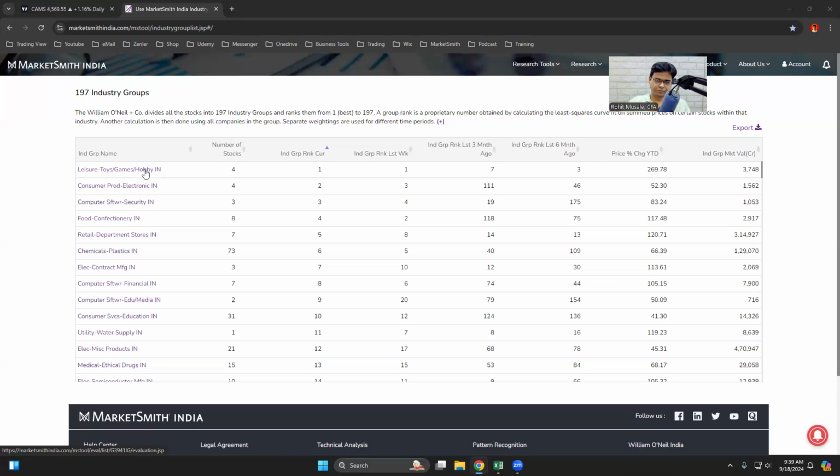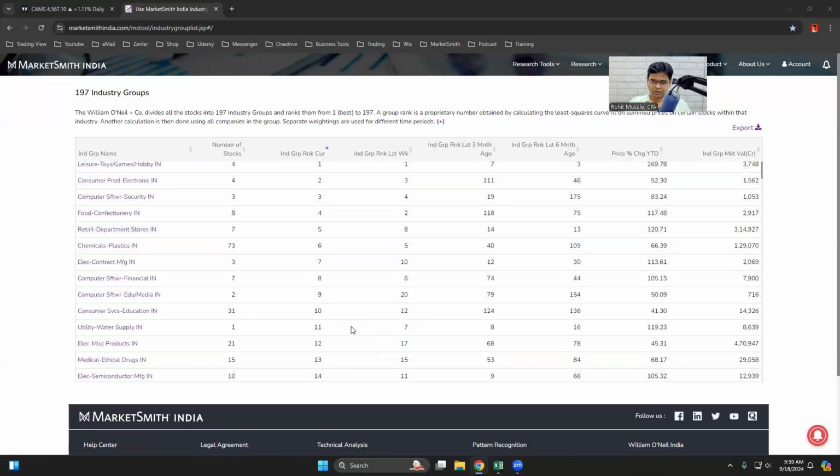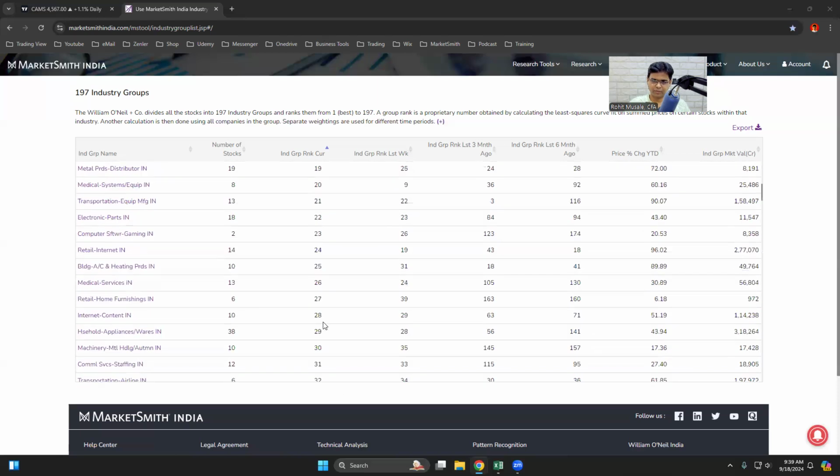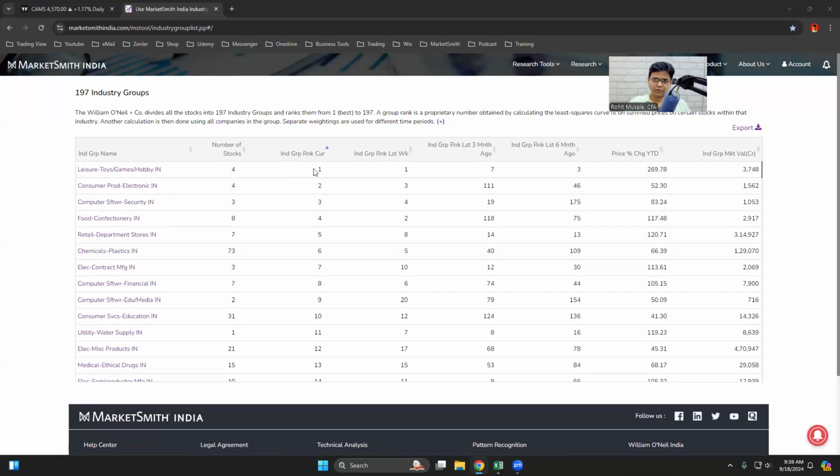Now, first it tells you the number of stocks in that particular industry group. Then, what is the current rank of the industry? This list is sorted from the best performing at the top to the worst performing at the bottom. So the industry group rank, then what was that rank last week, what was that rank 3 months ago, and what was that rank 6 months ago.